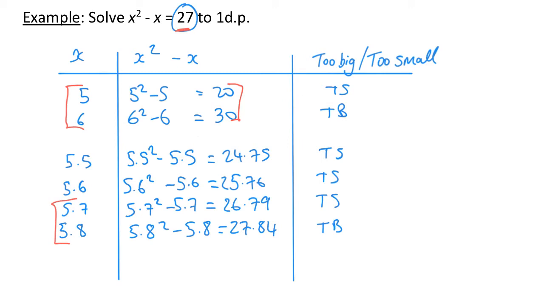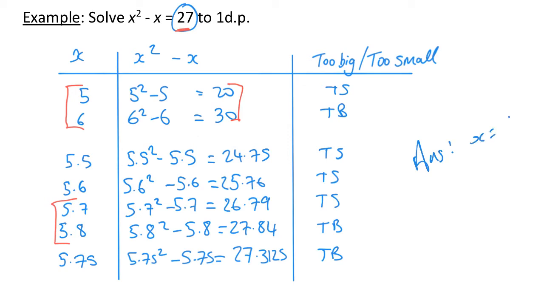So now we go halfway between those two numbers. So we're going to have 5.75. So 5.75 squared minus 5.75 is 27.3125, which again is too big. So because our halfway value is too big, that means the answer of 27 is going to come from a value of 5.7. That's the closest that we can get to one decimal place. So our answer there is x equals 5.7.